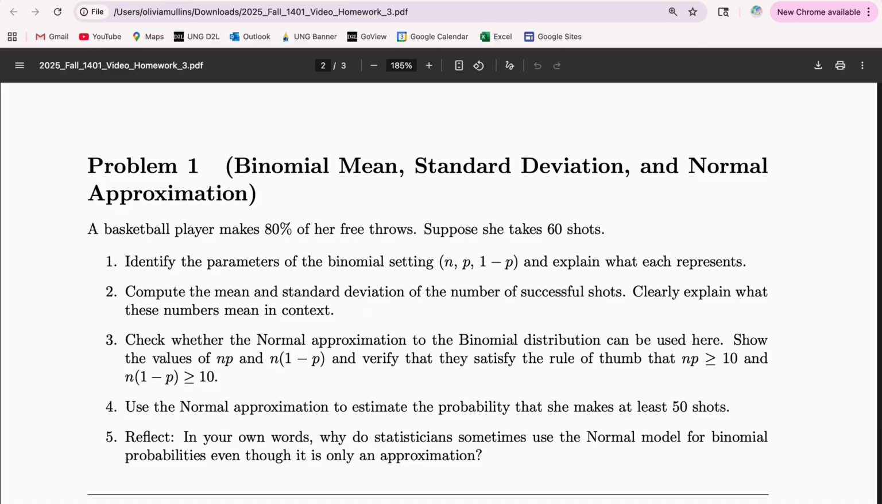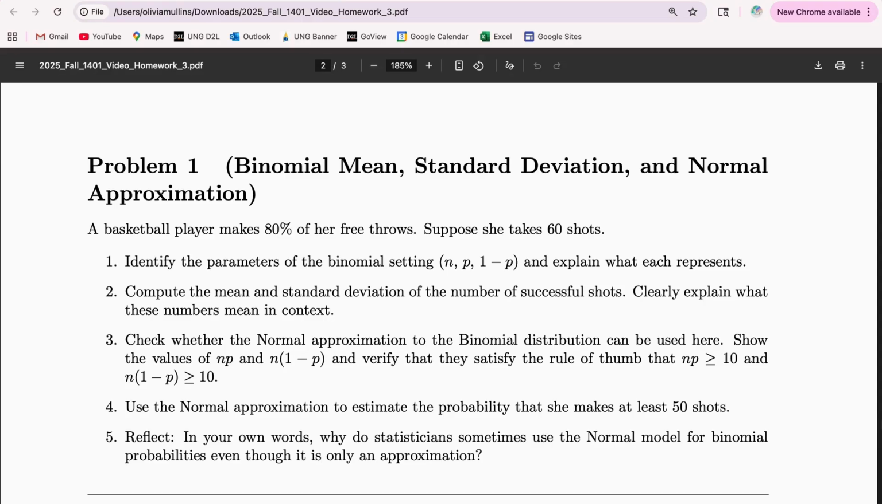This one is pretty simple. We are checking whether the normal approximation can be used for this binomial problem. We check 2 conditions. n times p is greater than or equal to 10 and n times 1 minus p is greater than or equal to 10. So here we do 60 times 0.8, which equals 48, and 60 times 0.2, which equals 12. Both are greater than 10, so the normal approximation works.